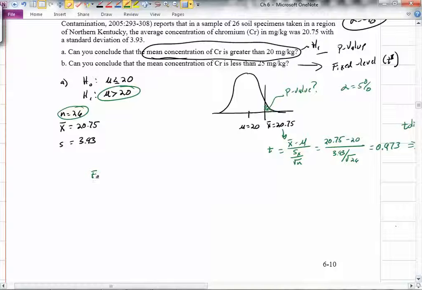So our conclusion is we fail to reject the null hypothesis. And so we would have to say, we cannot conclude that the mean is greater than 20. I'll write that down.